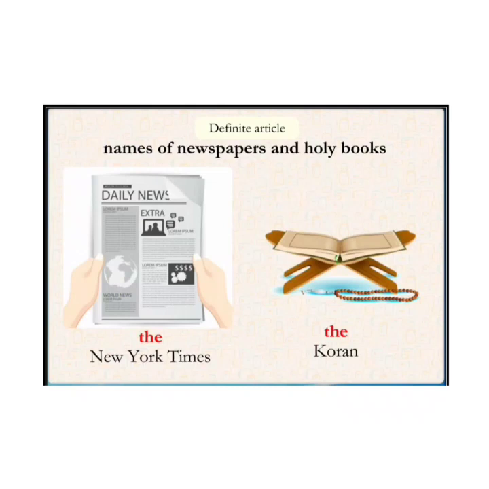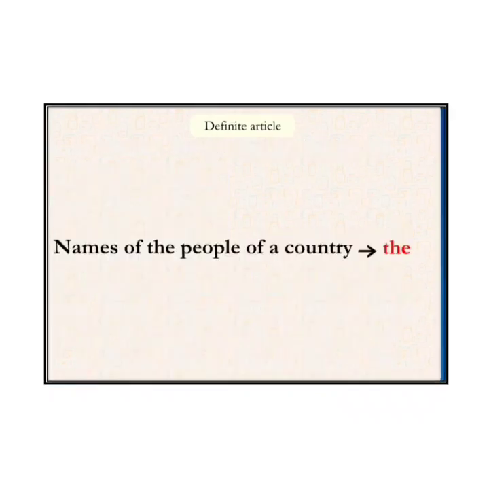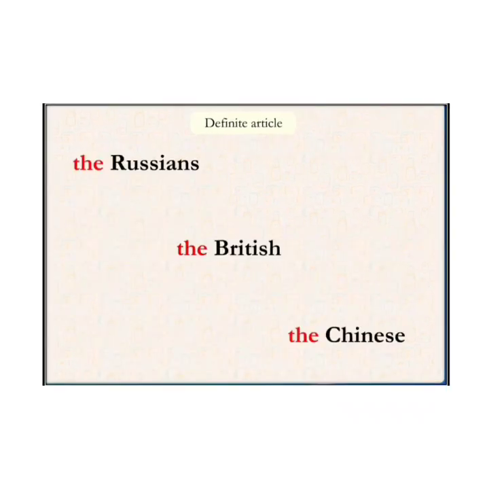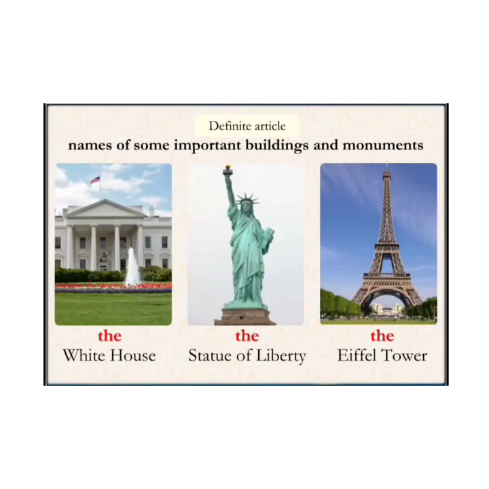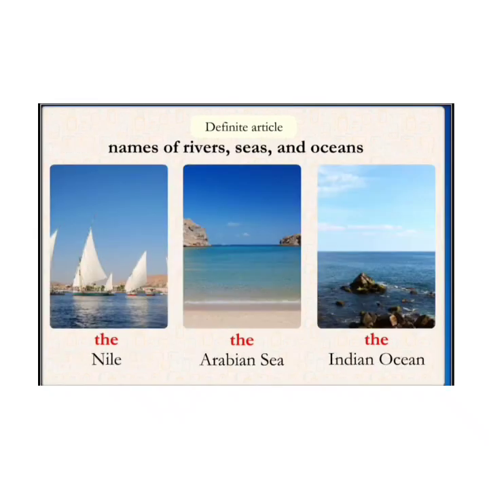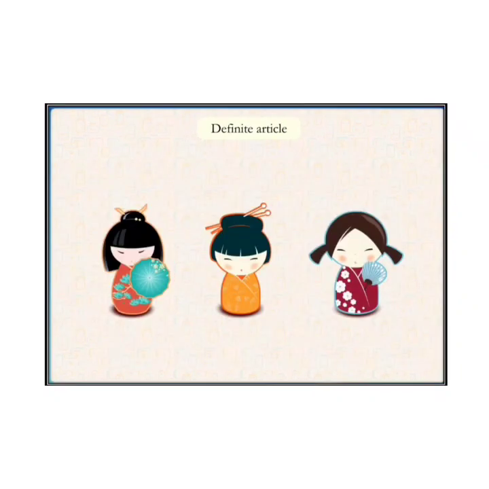Names of newspapers and holy books. Names of the people of a country. The Russians, the British, the Chinese. Names of some important buildings and monuments. The White House, the Statue of Liberty, the Eiffel Tower. Names of rivers, seas and oceans. The Nile, the Arabian Sea, the Indian Ocean.